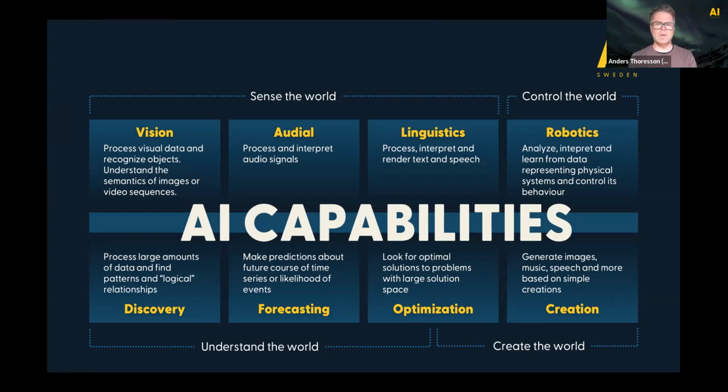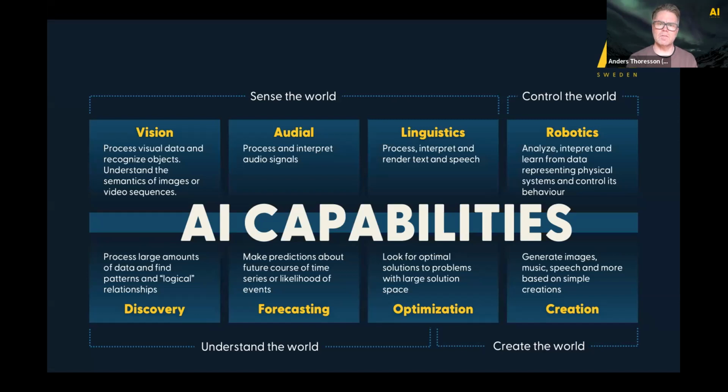And at AI Sweden, we group these eight main capabilities of AI in 4 different groups. We have the Sense the World group, which is computer vision, the development of AI that can listen to audio, and finally everything that's happening in the natural language processing space with linguistics and working with human speech and human text, in both understanding and generating it.